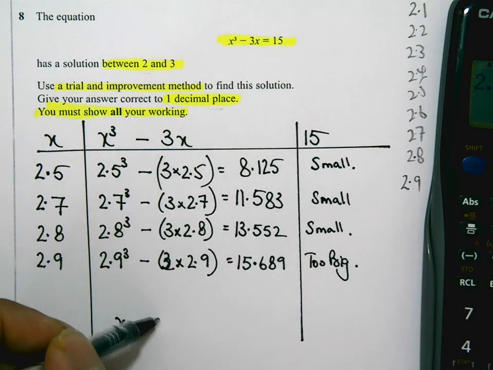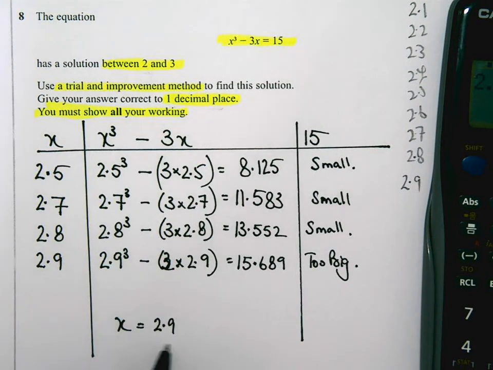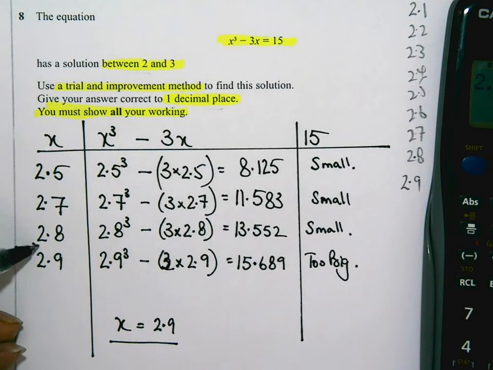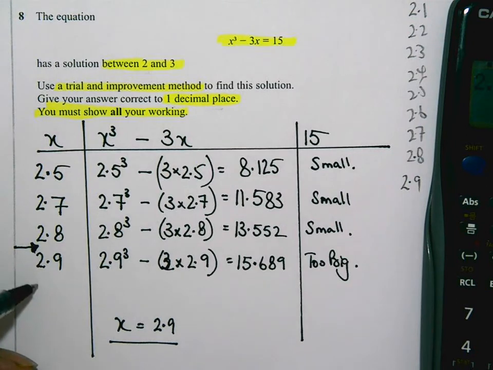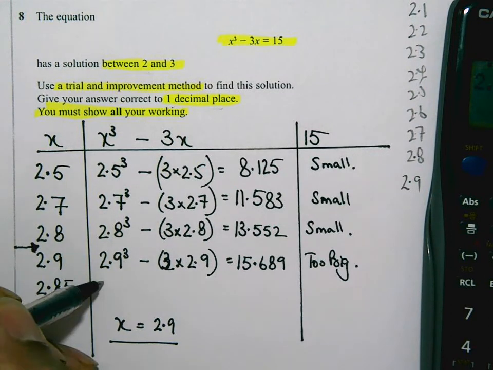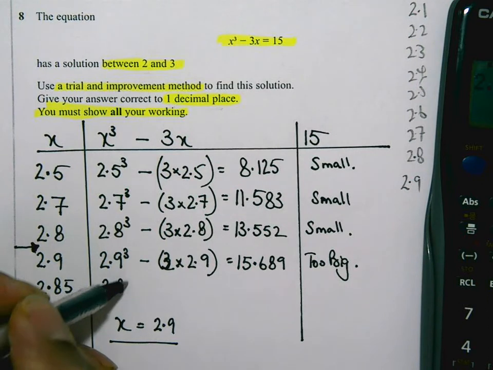However, this question is worth 4 marks, and we haven't actually gotten the full 4 marks yet. One of the things you do need to do is to try the number that's halfway in here. The examiners have indicated this in the mark scheme. Even though we know the answer already is going to be 2.9, what I'm going to suggest is that we just try this. The number halfway between 2.8 and 2.9 is going to be 2.85. I need to write this in and show the workings for it in order to get full marks.